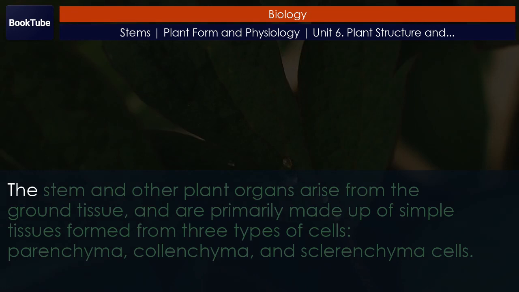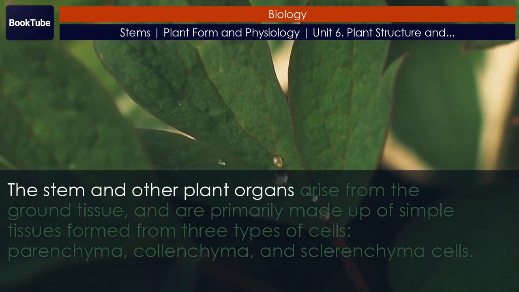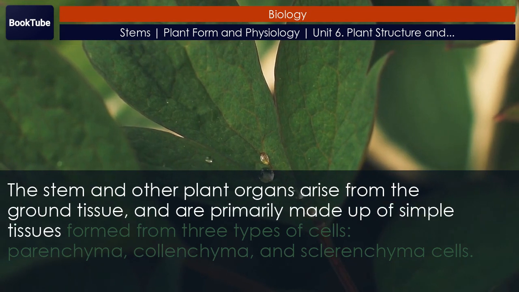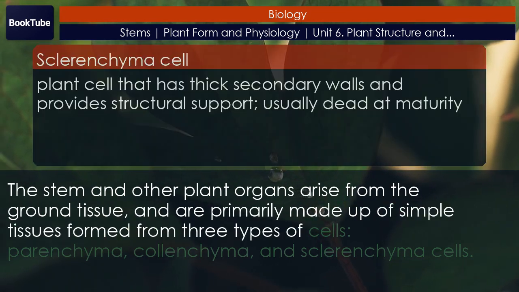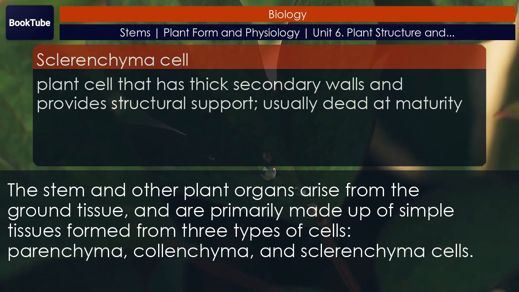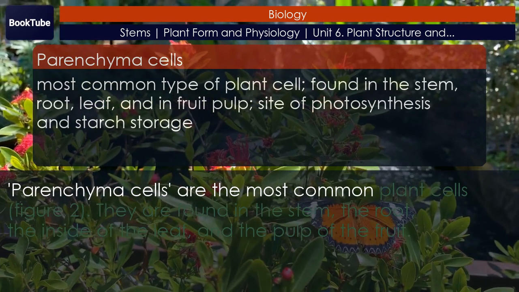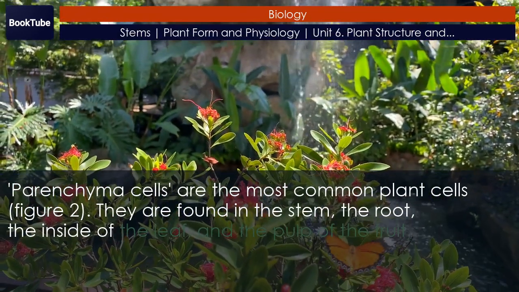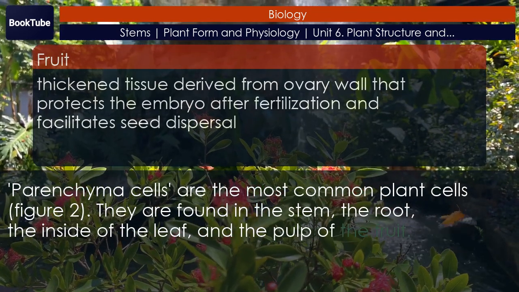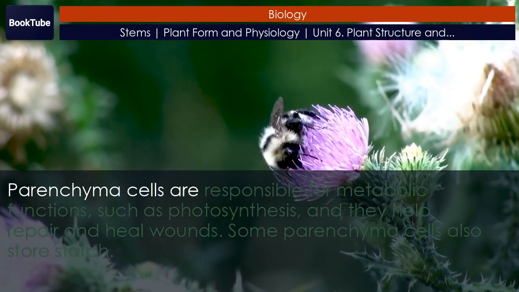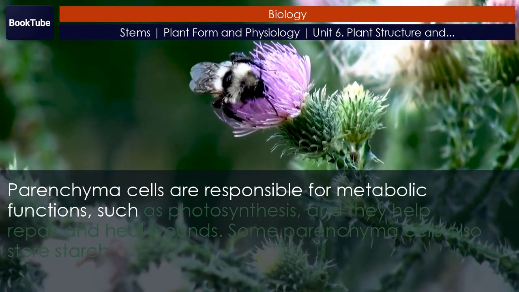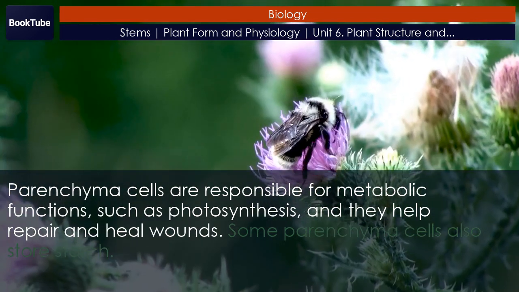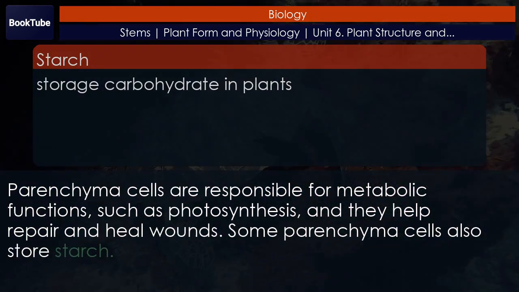Stem anatomy. The stem and other plant organs arise from the ground tissue, and are primarily made up of simple tissues formed from three types of cells: parenchyma, collenchyma, and sclerenchyma cells. Parenchyma cells are the most common plant cells. Figure 2. They are found in the stem, the root, the inside of the leaf, and the pulp of the fruit. Parenchyma cells are responsible for metabolic functions, such as photosynthesis, and they help repair and heal wounds. Some parenchyma cells also store starch.